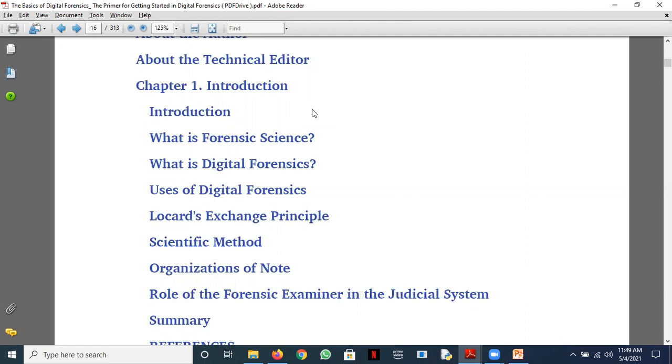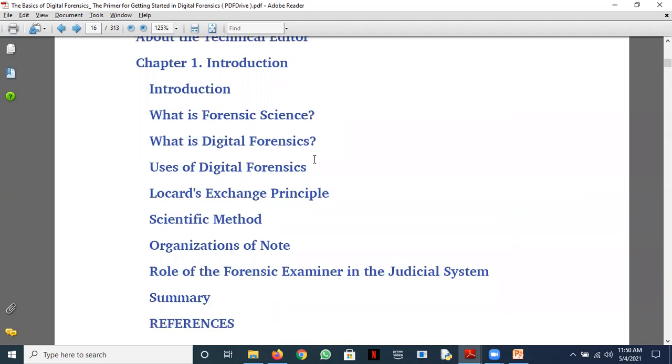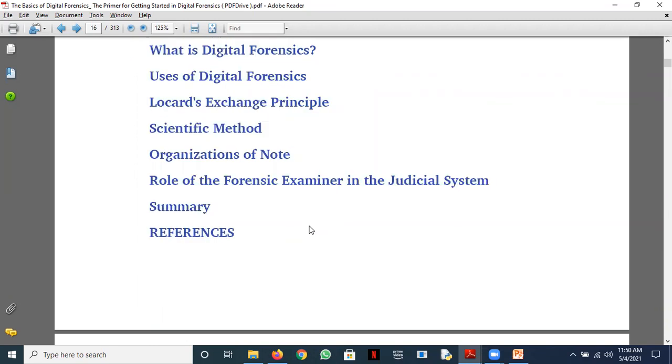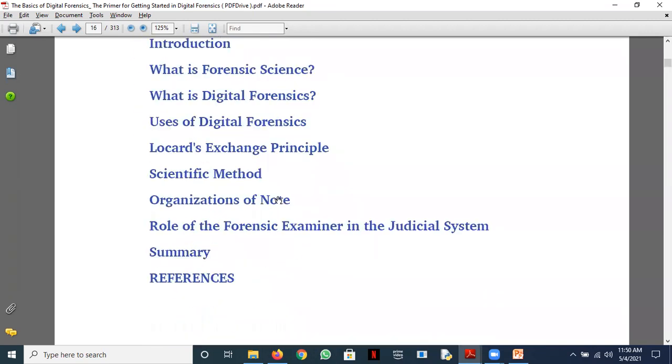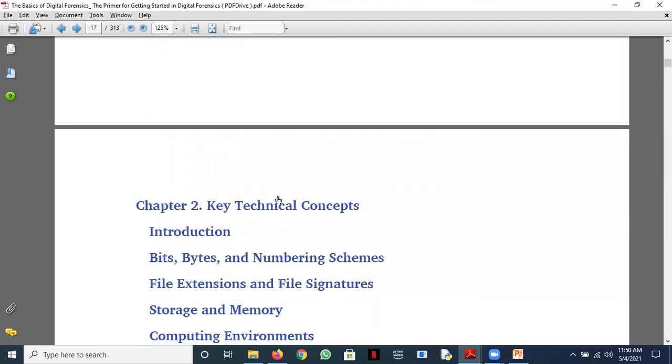Yes, sir, we have studied this just a moment ago, the Locard's exchange principle. What does it say? It says that a person who is committing a crime will always leave something. He is going to take something from the crime scene and going to leave something on the crime scene, right? Then the role of the forensic examiner in the judicial system. That is what we have studied today, right? Chapter 1, based on unit 1.